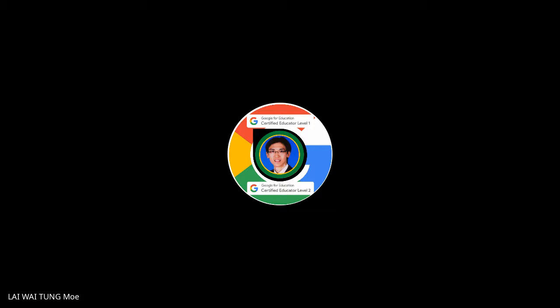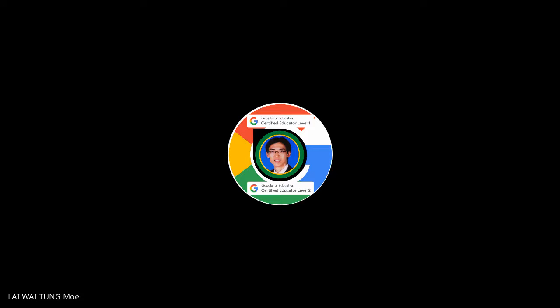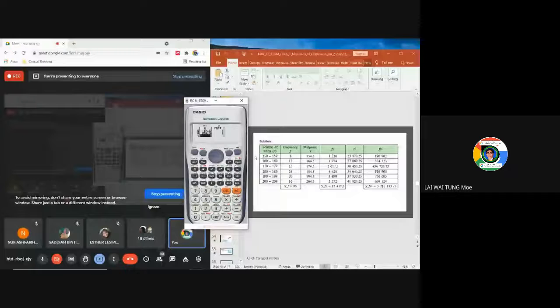So the first one is 154.5, equal, 164. Number 3 is 174. Number 4 is 184, 194, and the last one is 204. So there are 6 midpoints I have already entered.